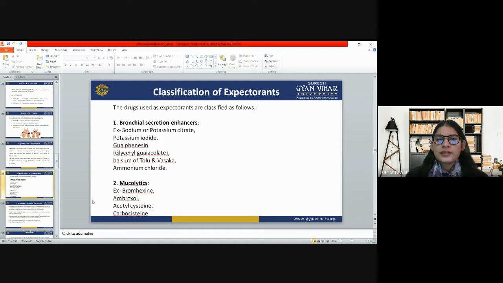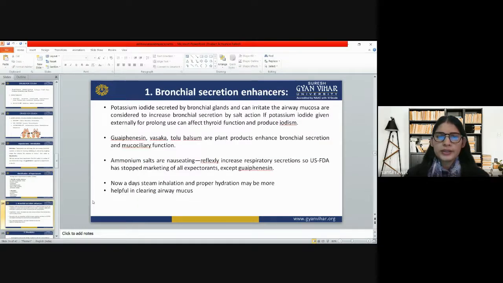Then when we see the classification of expectorants, we find the following classes. First one is the bronchial secretion enhancers. It includes sodium or potassium citrate, potassium iodide, guaifenesin, glycerol guaiacolate, balsam of tolu and vasaka, ammonium chloride. Then we have mucolytics: bromhexine, ambroxol, acetylcysteine, and carbocisteine. So these are the bronchial secretion enhancers and mucolytics.